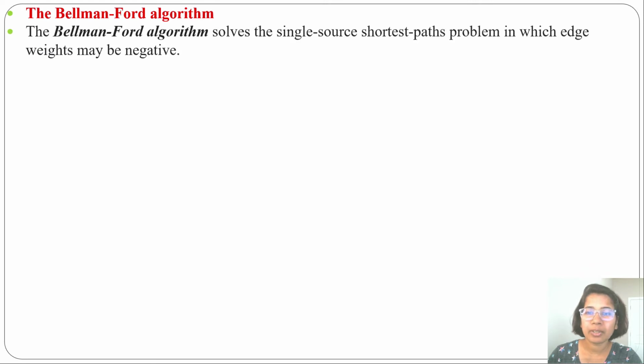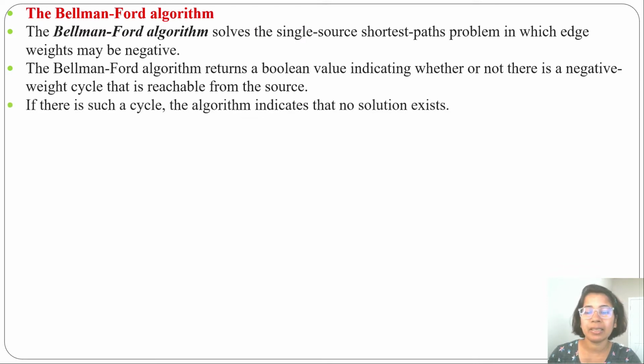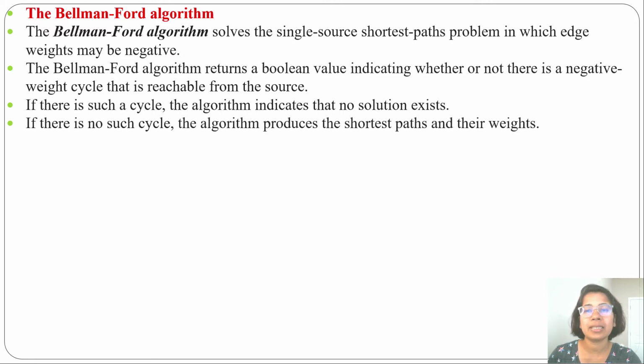So the Bellman-Ford algorithm solves single source shortest path problem in which edge weight may be negative. The Bellman-Ford algorithm returns a Boolean value, meaning either true or false, indicating whether or not there is a negative weight cycle that is reachable from the source. If there is a negative weighted cycle, then no solution exists. If no negative weighted cycle, then it will return the single source shortest path and their weight. So Bellman-Ford algorithm works if negative weights are present but no negative weight cycle. If a negative weight cycle is present, then it will not show the shortest path.